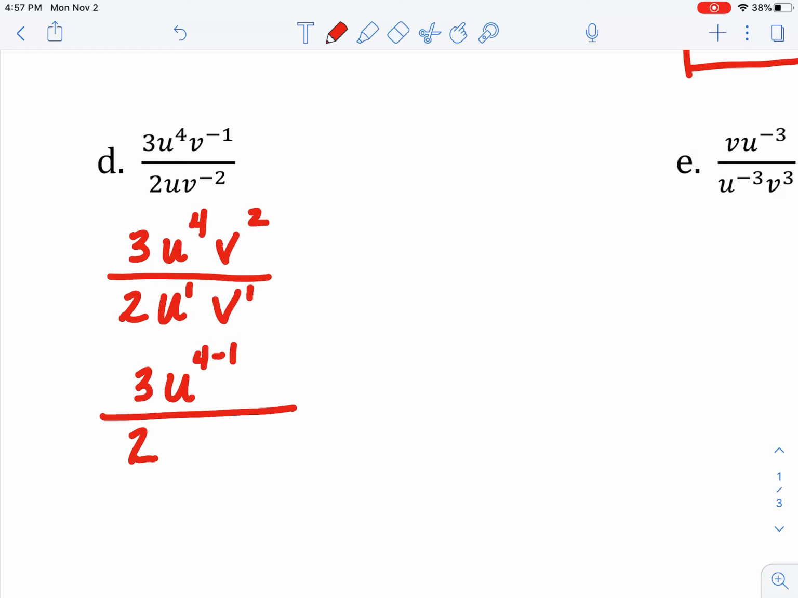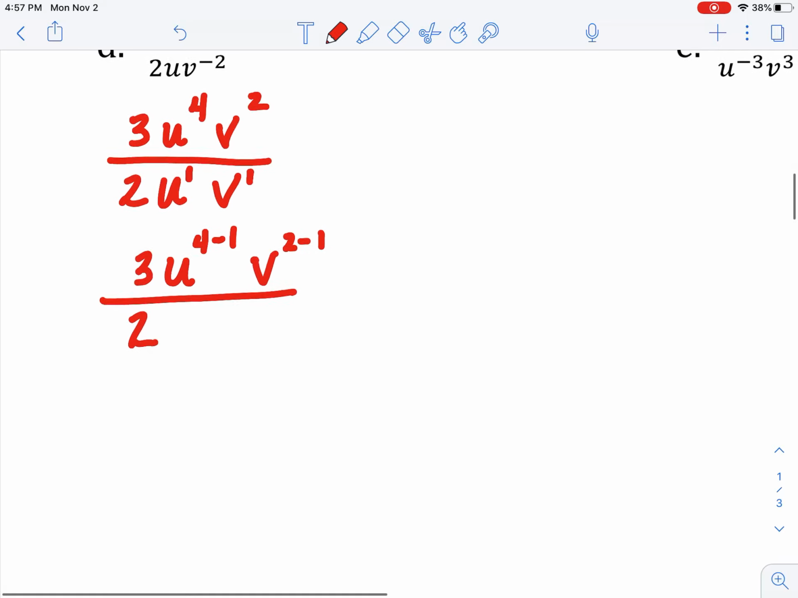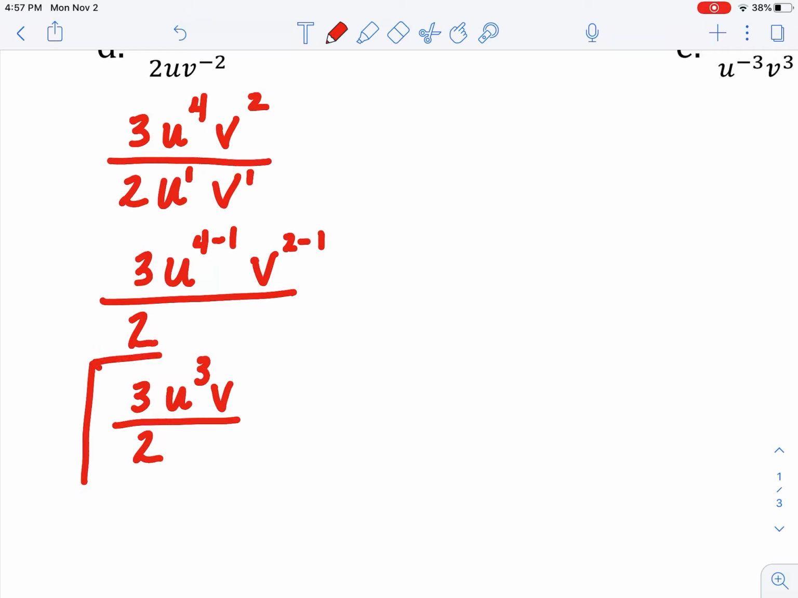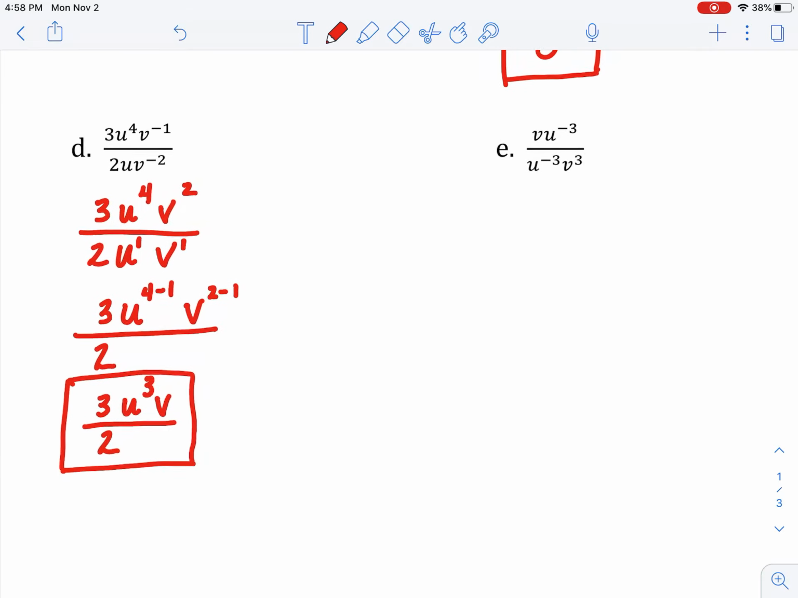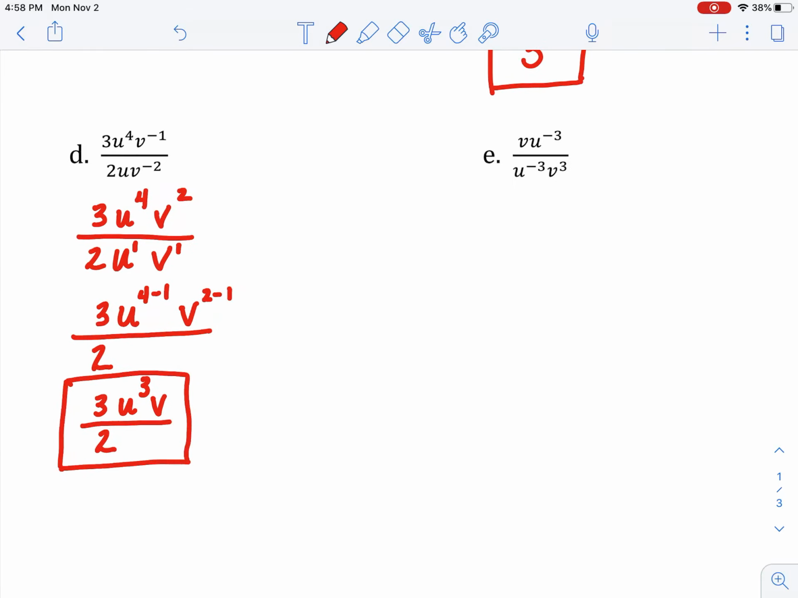So we're going to do u to the 4 minus 1. The v's are also going to get subtracted at the top. We're going to have 2 minus 1. So if we do that subtraction, we'll get u to the 3rd power at the top and v to the 1st power, which again would just be invisible. Any first power is invisible. Okay? So we did have to do subtraction because we had a quotient happening, and it was easy to do because we changed all the exponents positive.